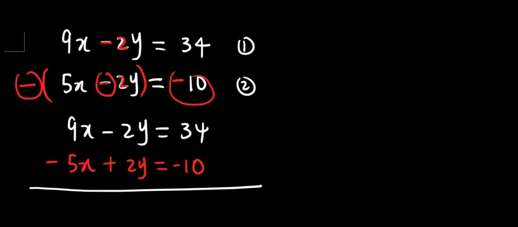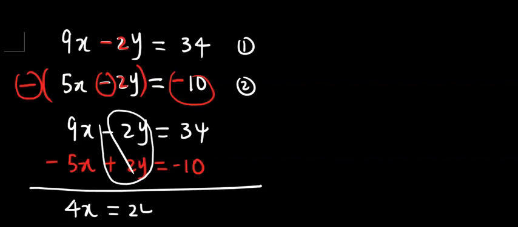Now we can do some work. 9 minus 5, that is 4x. These two cancel out. 34 minus 10, that is 24. That gives us x is 6. Are you with me? Okay, x is 6 now.